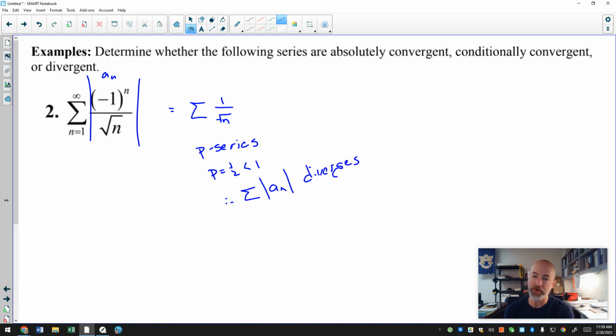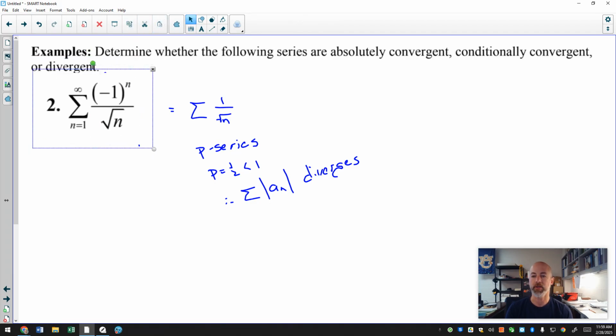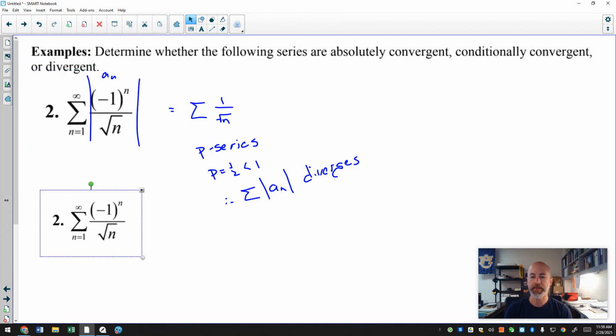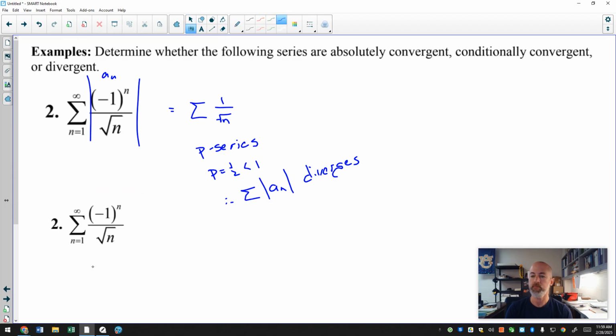Which means we now need to go back to the original series and consider it as it originally was presented. And this original series is an alternating series. So I'm going to recreate it down here, and this is alternating, with my sequence a sub n being 1 over the square root of n. An alternating series will converge if your terms approach 0 and they decrease. And so I have a 2-part test here to finish this.